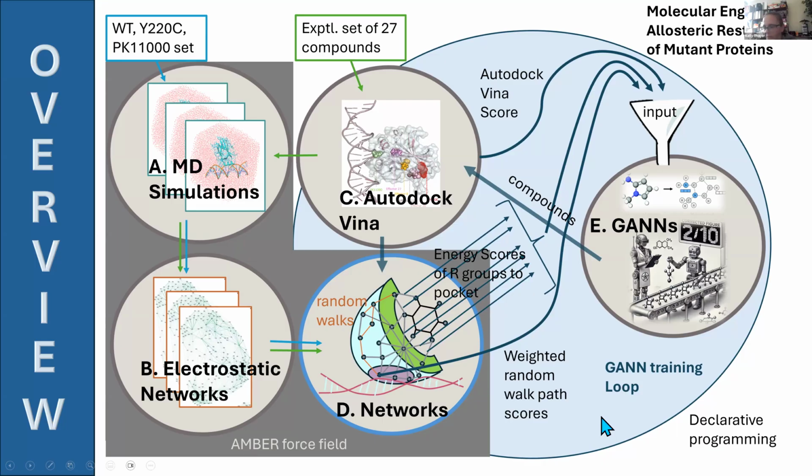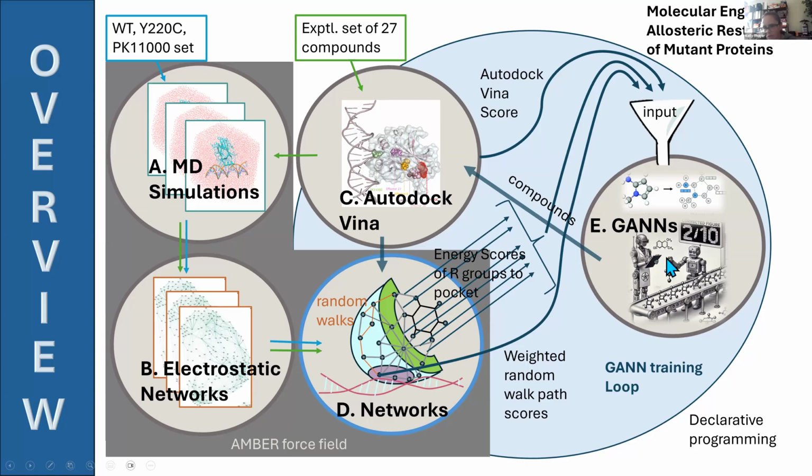This is a very good example of declarative programming. That is the idea when we have in mind what we want to happen, but we don't know exactly how to do it. This is precisely the kind of problem we have. So we have these pieces from the MD simulations from which we make the electrostatic networks, and then we can have the random walks in those networks, which is linked with the AutoDock-Vina docking. Because we need to dock the compounds, then we will attempt to have the compounds scored.